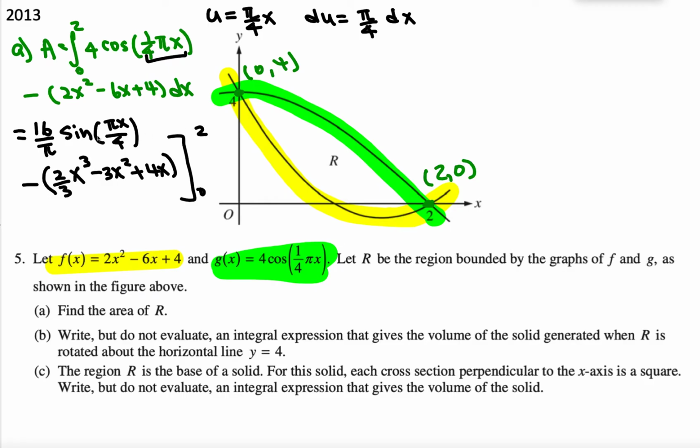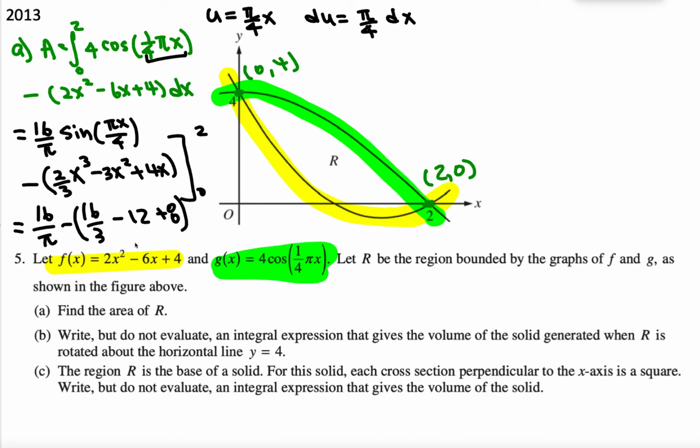When you plug in 2, the first one becomes sine of pi over 2. Well, sine of pi over 2 equals 1. So the very first term remains 16 over pi. That's the very first one. Let's look at the polynomial here. Minus. When you plug in 2 here, it becomes 16 over 3. Now, the second one, when you plug in 2, becomes minus 12 and plus 8. But when you plug in 0, everything disappears to be 0. So this is my answer.